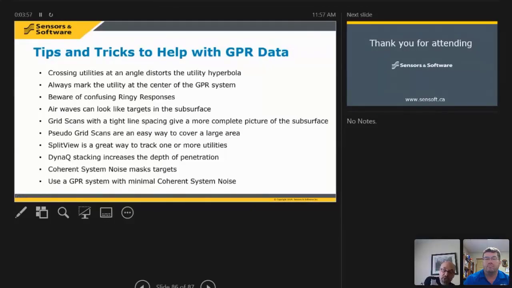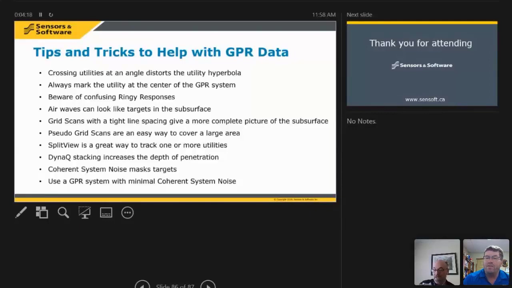Where it's a problem is where you already have salts in the subsurface. Once the water gets down there and now you have salt water, there's your problem. And that absorbs GPR signal very, very quickly. So that's a little bit about water.